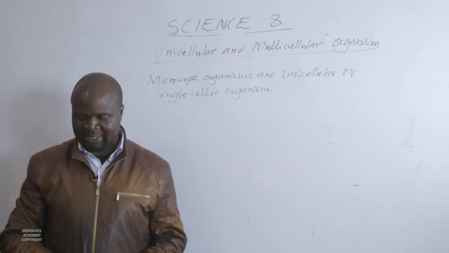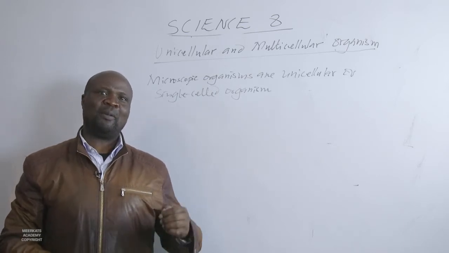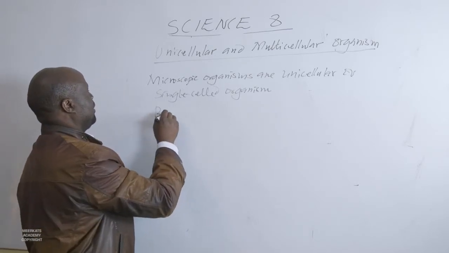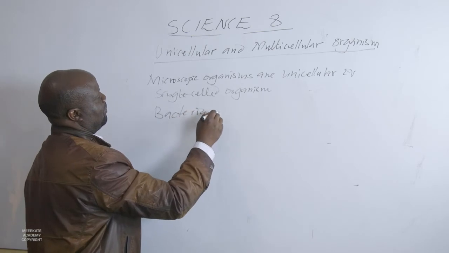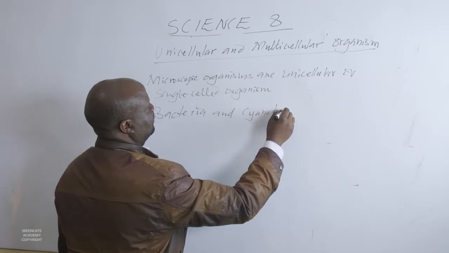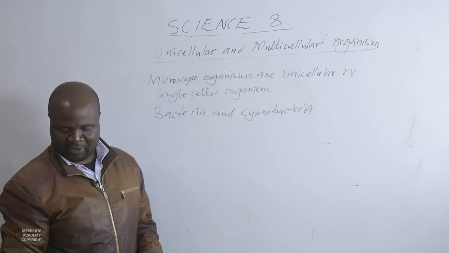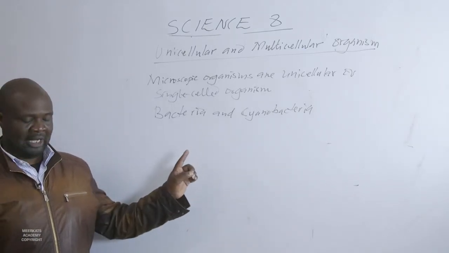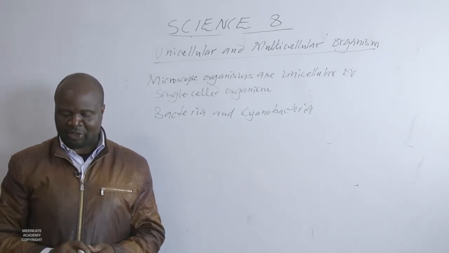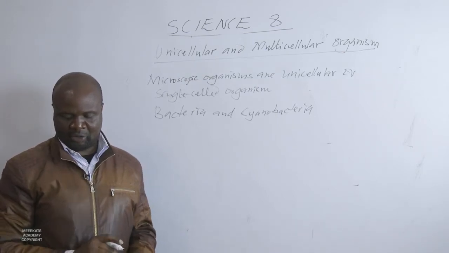We are told bacteria and cyanobacteria are unicellular. They are unicellular, meaning they have a single cell. They are made up of a single cell. They are unicellular, and some of the protists are also unicellular.